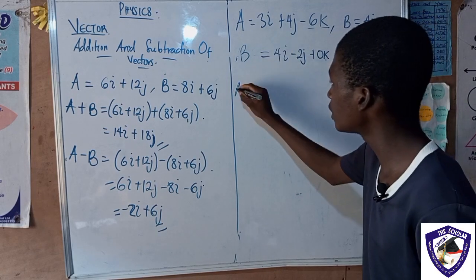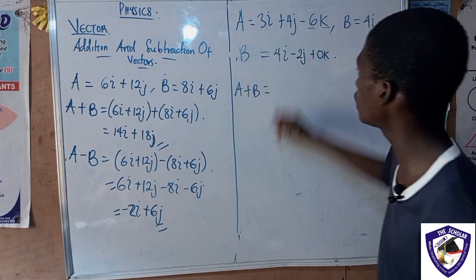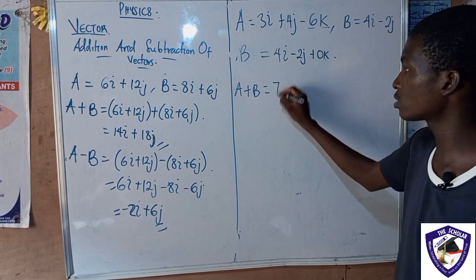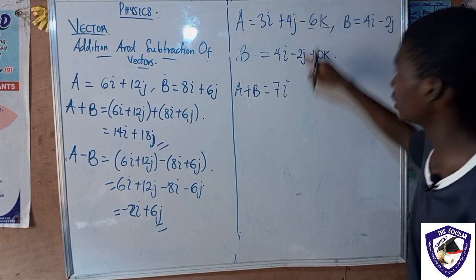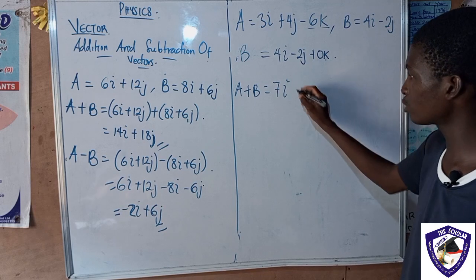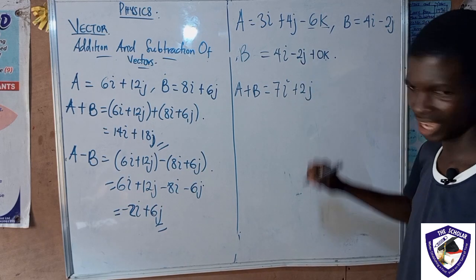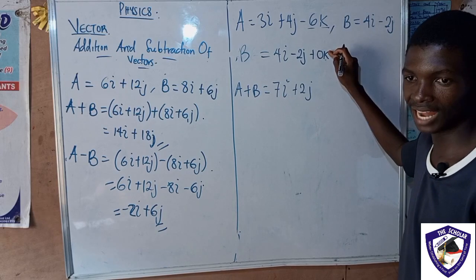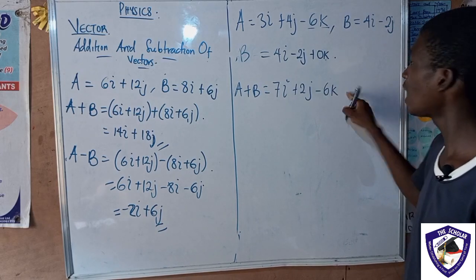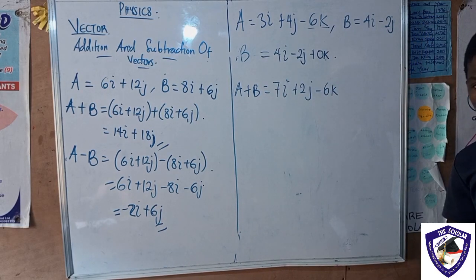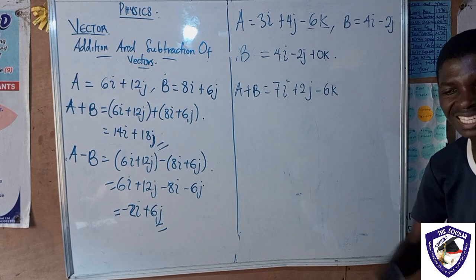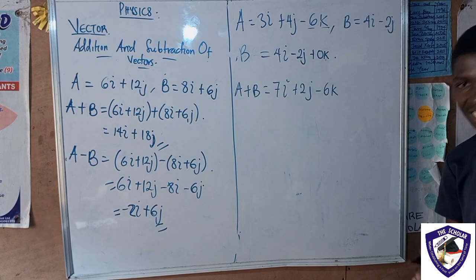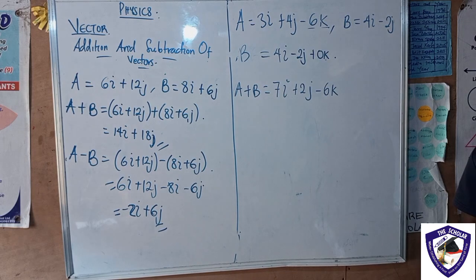So you can now add A plus B to be equivalent to what? 3i plus 4i, that's what? 7i. 4j plus minus 2j, that's what? Plus 2j. Are you getting it? Then minus 6k plus 0k, that's what? Minus 6k. And this is how to add vectors together. That means vectors in different dimensions, adding them together, this is what we do.